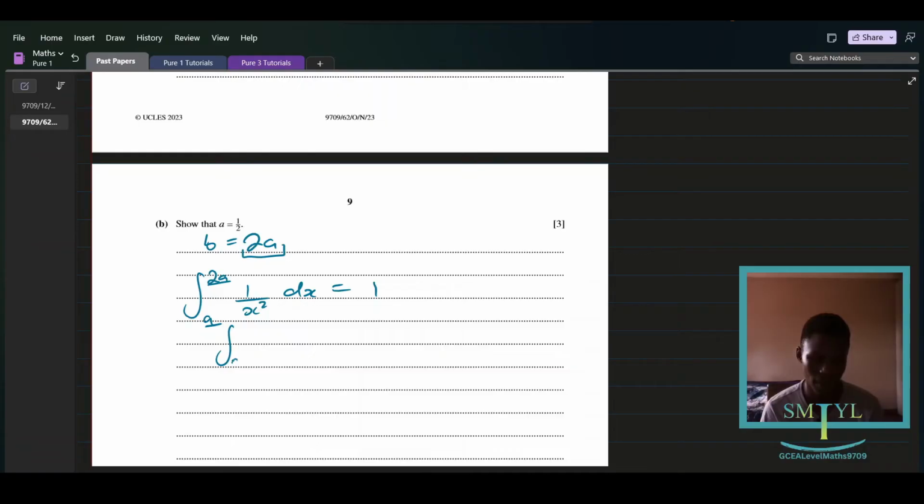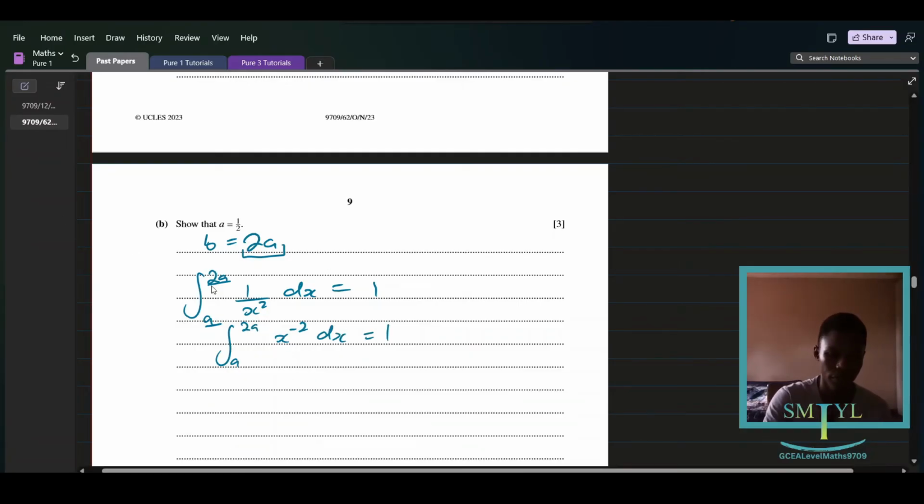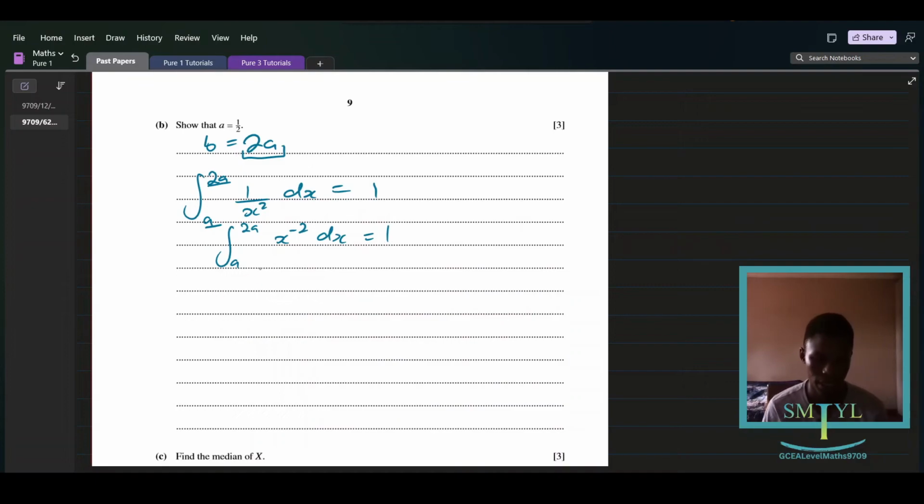So this is the integral from a to 2a of x to the power minus 2 with respect to x, and we know that it should be equal to 1. If we integrate, we get negative 1 over x, and our limits are from a to 2a. We know that this is equal to 1. Let's substitute in our limits. This becomes negative 1 over 2a minus negative 1 over a, and this is equal to 1.